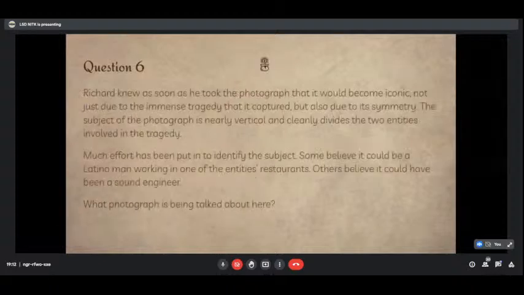A certain photograph that Richard took became iconic not only due to the immense tragedy, but also due to its symmetry and how it cut through the two entities that were involved in the tragedy. So if you can give the name of the photograph or describe the photograph, you'll get points. Question 7.